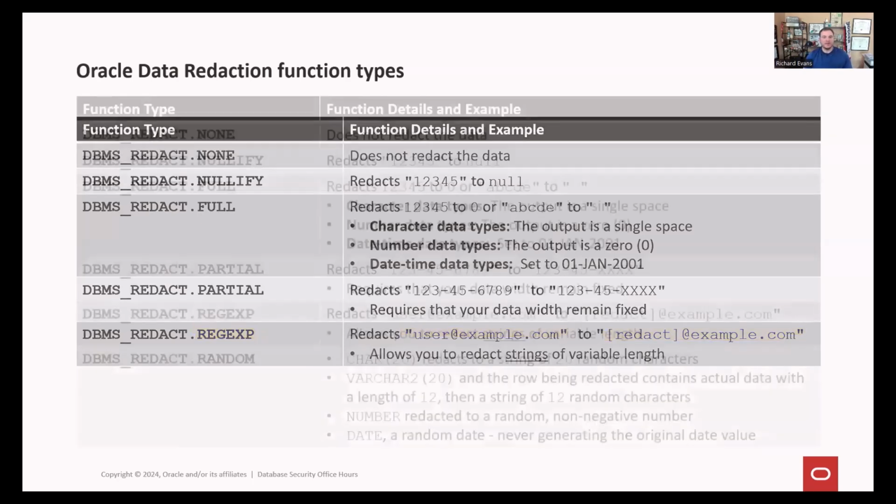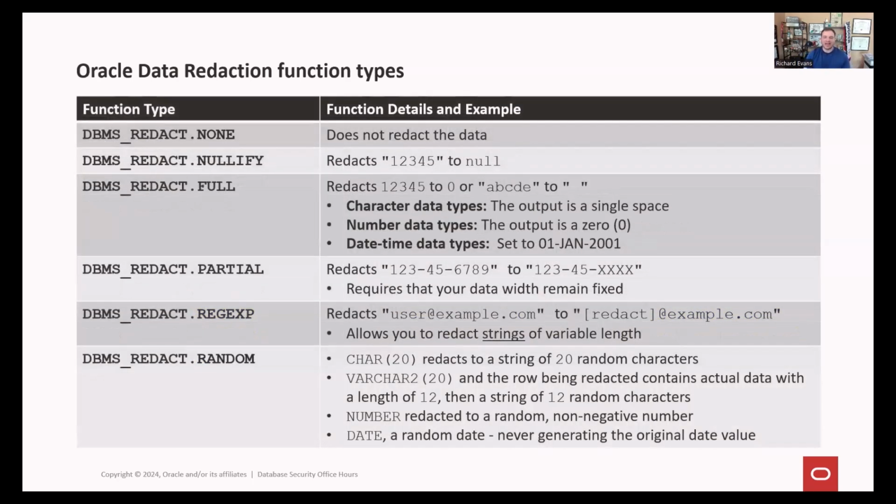Okay. The final one here we're going to talk about is redacting on a random basis. So if we've got a char, it's going to redact it to the same length of a char. If we've got a varchar, it's going to redact it and replace it with a random assortment of alphanumeric characters of whatever the actual data length is. We've got numbers, it's going to redact it to a non-negative random number. And then with date, it's going to redact it to a randomly generated date that doesn't include that original value, okay? So these are the things we're going to talk about today, and I'm going to give you some examples of this.